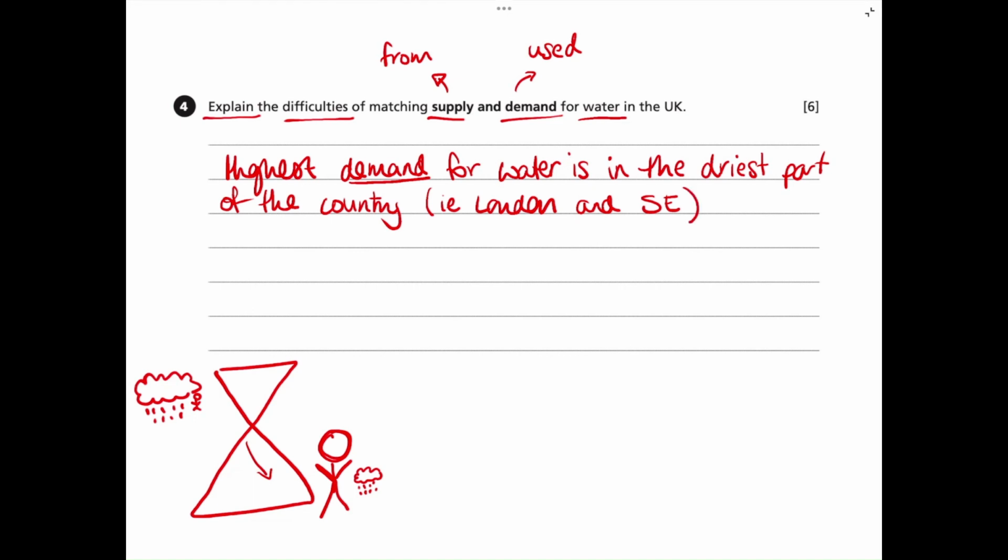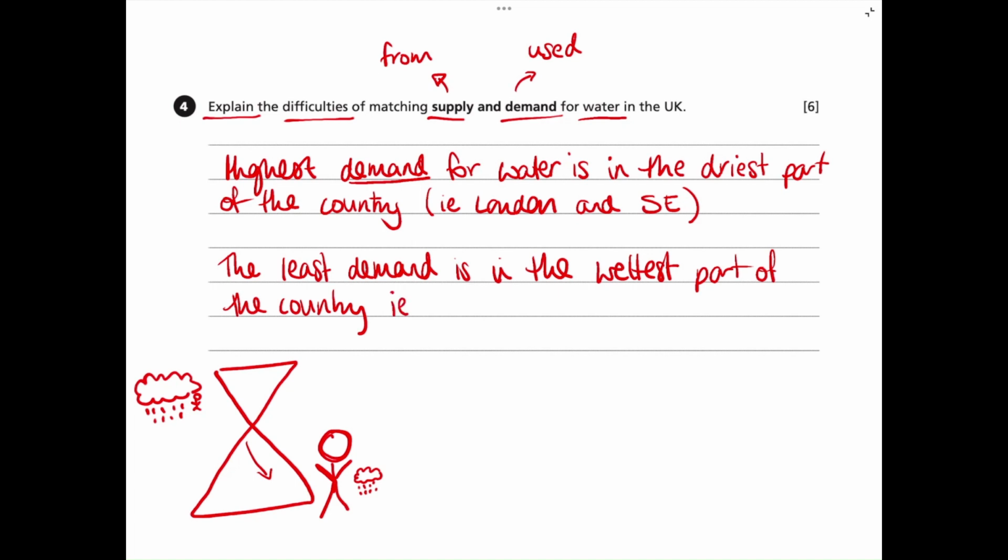So the highest demand for water is in the driest part of the country, i.e. London and the southeast. However, the least demand is in the wettest part of the country, i.e. north and the west of the country. And so this means that water needs to be transferred from areas of surplus to areas of deficit, which is from the north to the south.